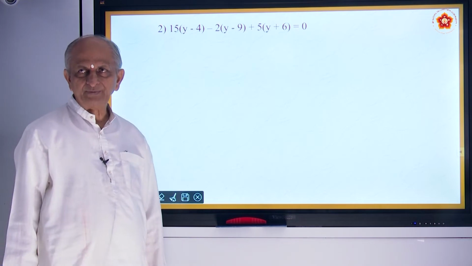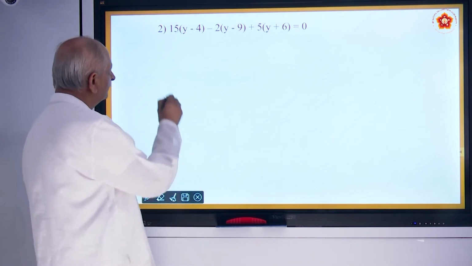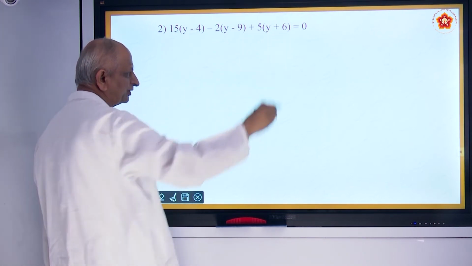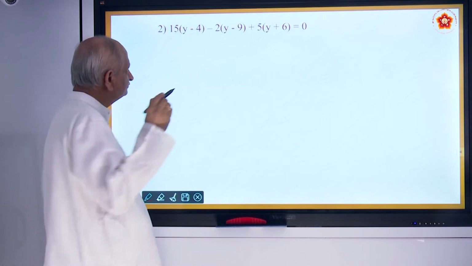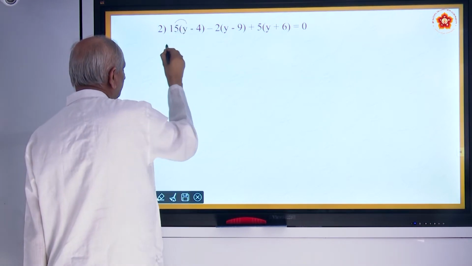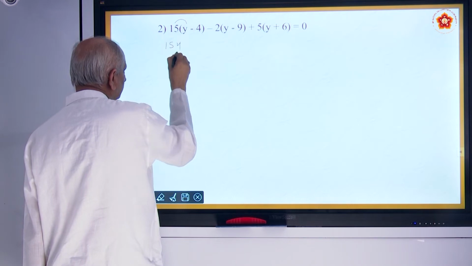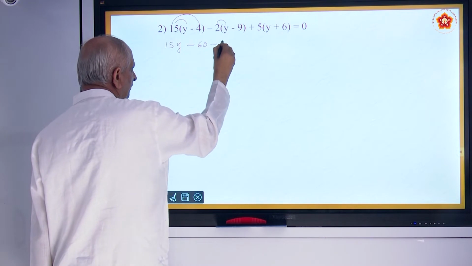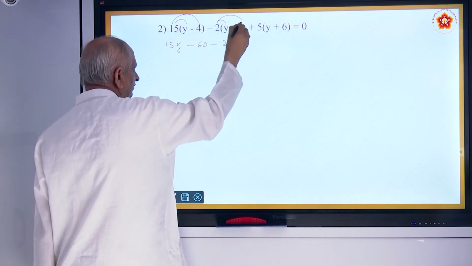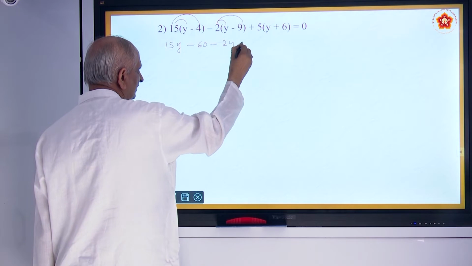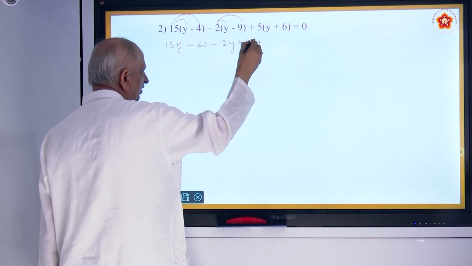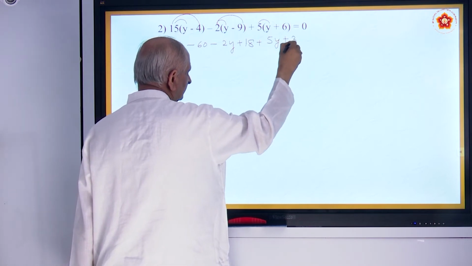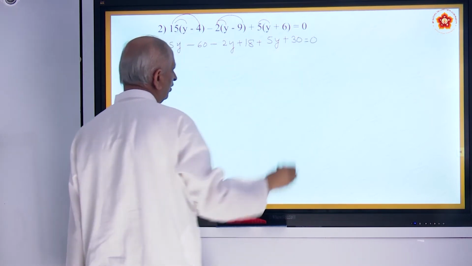15 into y minus 4 minus 2 into y minus 9 plus 5 into y plus 6 is equal to 0. Note down. What do you want to do? Multiply each term. You have 15y. 15 into 4, 60. 2 into y, 2y. 2 into 9, minus into minus, plus 18. 5 into y, 5y. 5 into 6, 30. Is equal to 0.